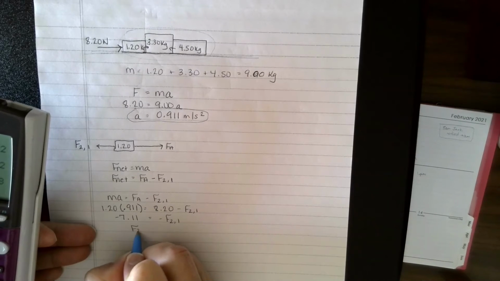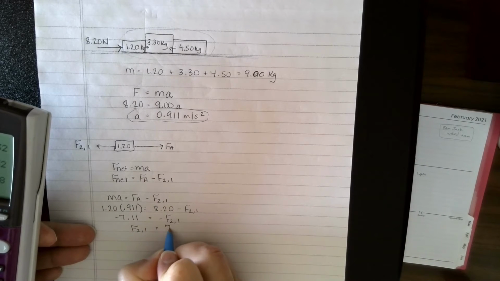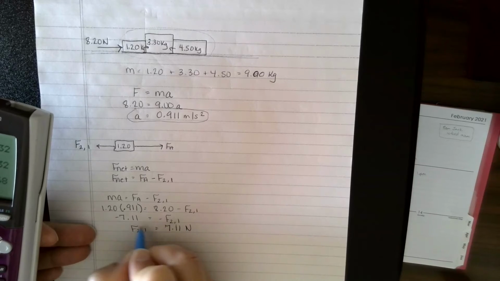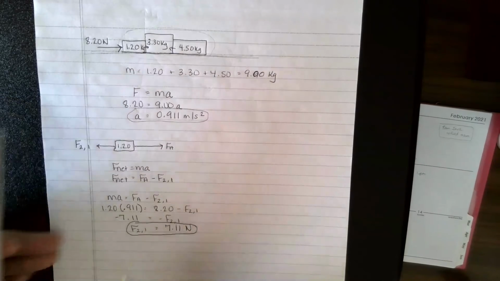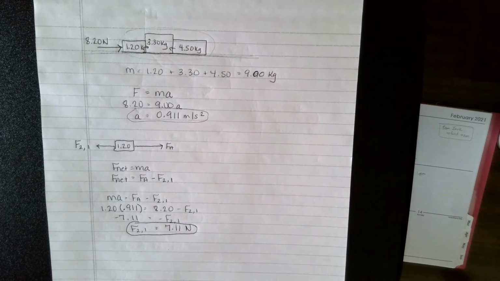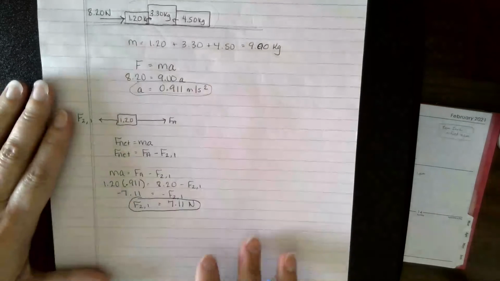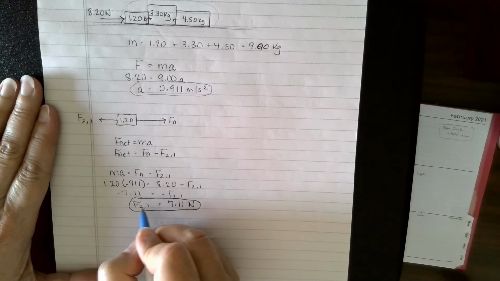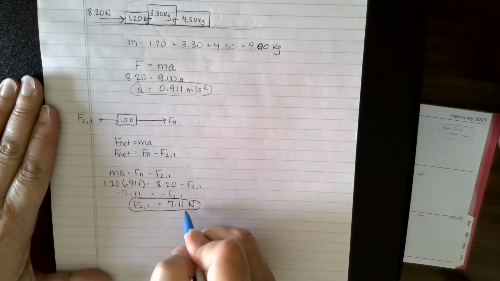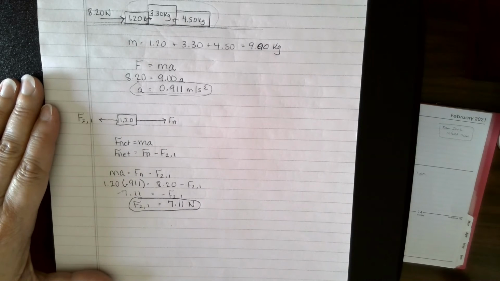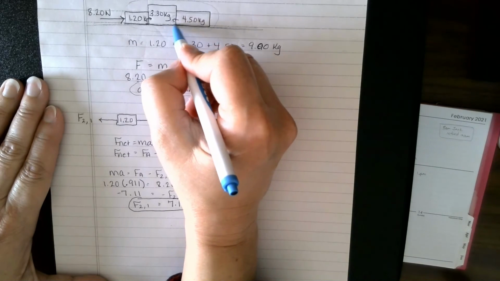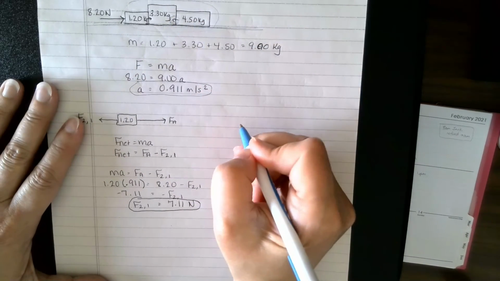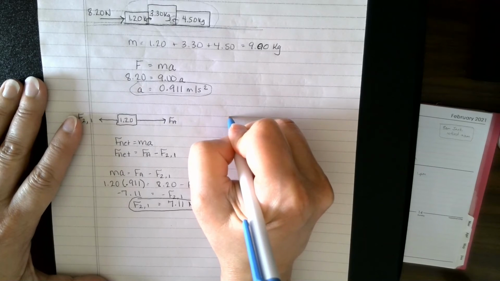Okay, so 2 is pushing on block 1 with a force of 7.11 newtons. And that also means that block 1 is pushing on 2 with the same force. So 2 pushing on 1 or 1 pushing on 2 is going to be the same, just a different direction. Alright, the other one I needed to find is this one over here, and so I'm going to look at block 3.